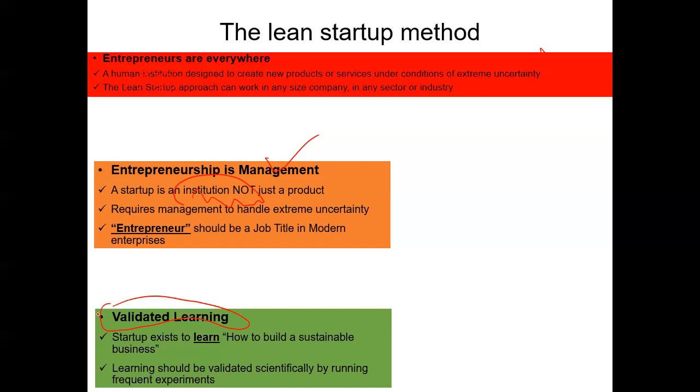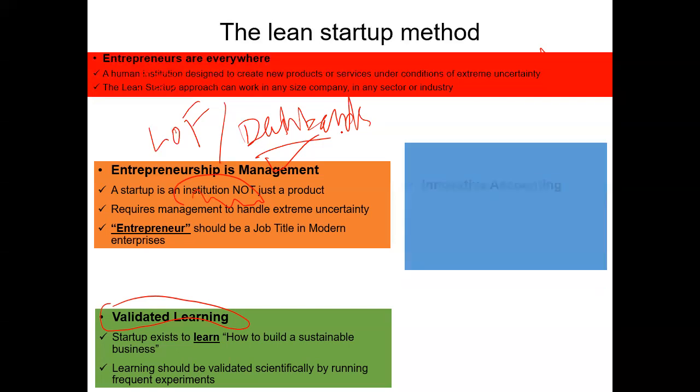Learning should be validated scientifically by running frequent experiments, and we have already seen how we can have the leaps of faith, and then we can build dashboards, and these dashboards usually guide us and let us know when is the right time to pivot and when is the right time to persevere. So validated learning; innovative accounting is another concept. One of the concepts in the lean startup is validated learning.